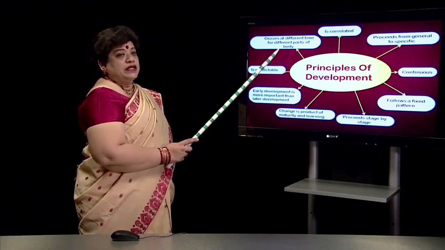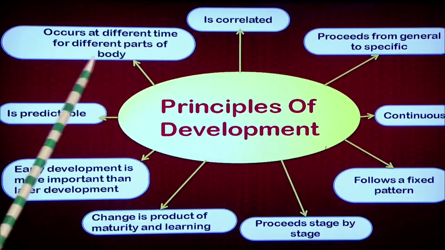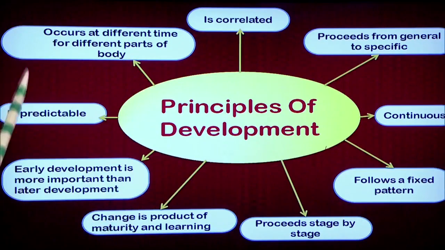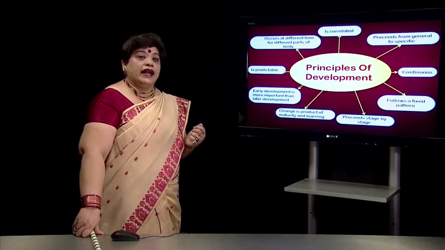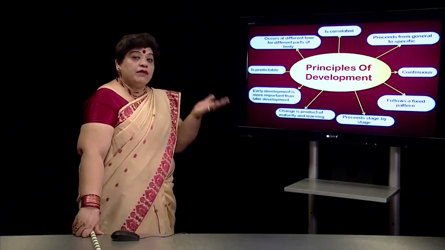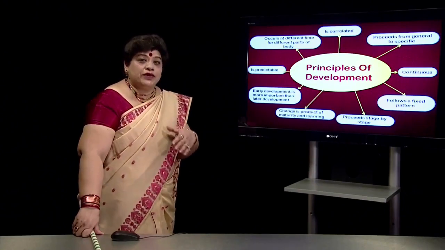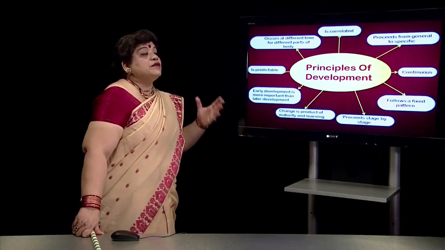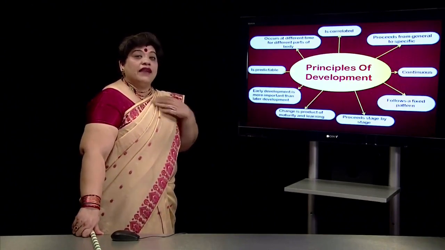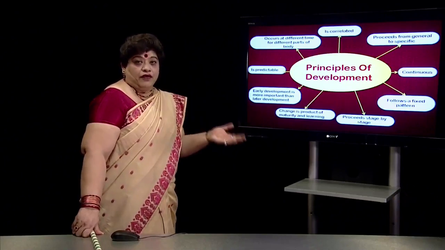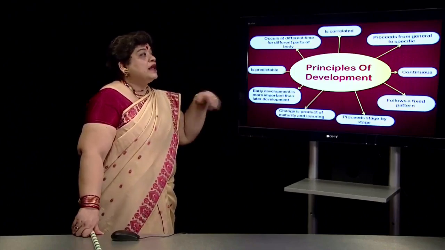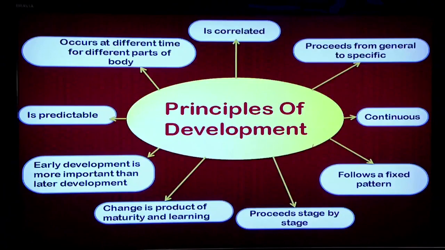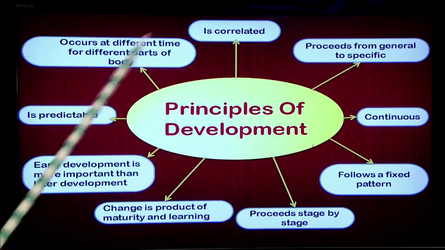Now we need to understand the principles of development. The first important principle is that it occurs at different time for different parts of body. When a child is born, everybody will insist that you put a hand supporting the head. Why? Because the head of the baby is biggest in size as compared to the rest of the body, and it becomes important for us to support that. But eventually, when we are full grown adults, head becomes smaller as compared to the rest of the body. But each of the body parts develops at a different time.